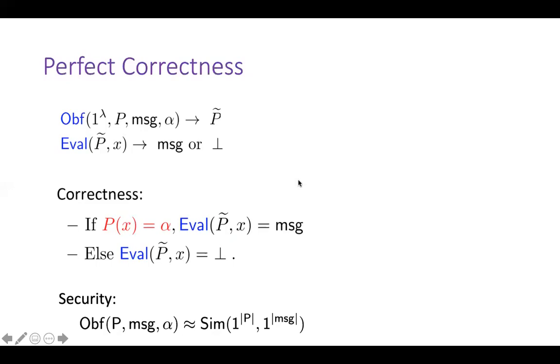But as it turns out, the construction of the two papers doesn't satisfy the correctness criterion perfectly. If P of x is equal to alpha, then the obfuscated program will always reveal the message. And in that respect, it's a perfectly correct mechanism. But if P of x is not alpha, then with some negligible probability, the obfuscated program doesn't output perp. Here, the probability is taken over the random coins used in the obfuscator.